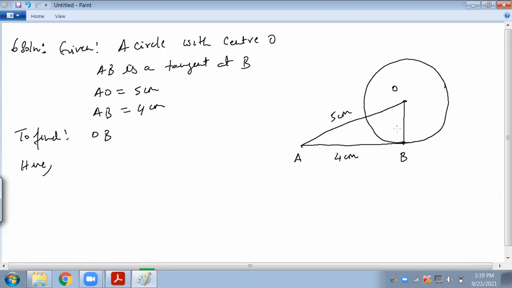Okay, how to find OB? We know tangent and radius are perpendicular. We know this angle is 90. So first we can mark it in the figure. Angle B is 90, why? Tangent is perpendicular to radius at the point of contact. So if angle B is 90, triangle AOB is a right angle triangle.